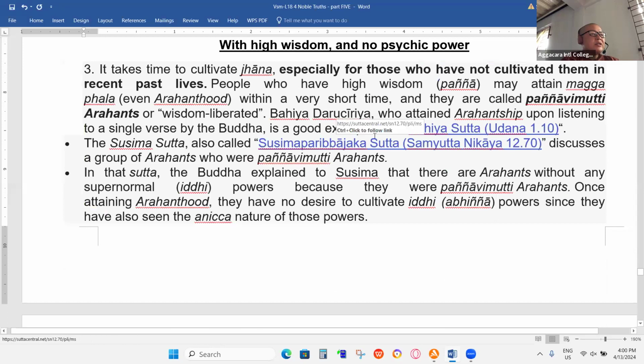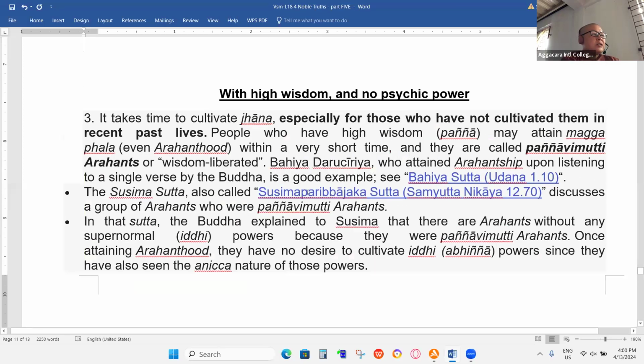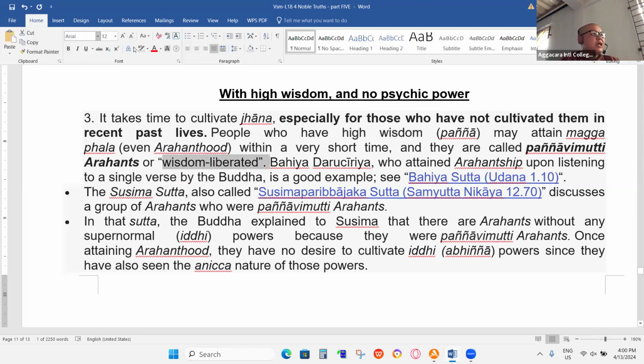I will send you the text for you to read. I think I sent it last week already. In another sutta, there's a term called Panna Vimutti Arahant. The Susima Sutta is one of the very famous suttas, because it says that some people don't need to cultivate jhana. Because of very high wisdom, they can attain the Magga Phala in a very short time. So they are called Panna Vimutti, wisdom liberated, without focusing on the idea of jhana. They are liberated by their wisdom itself.